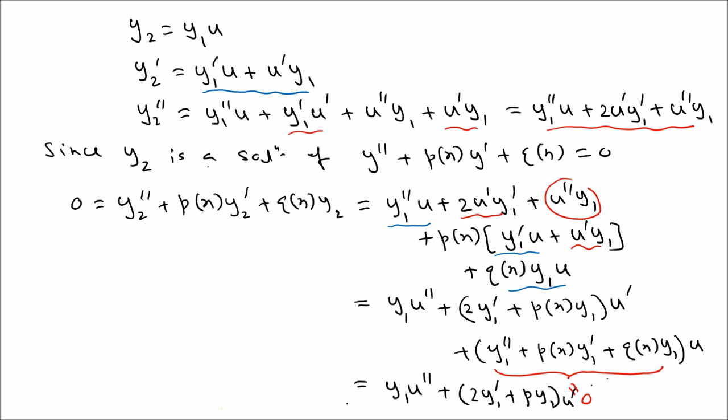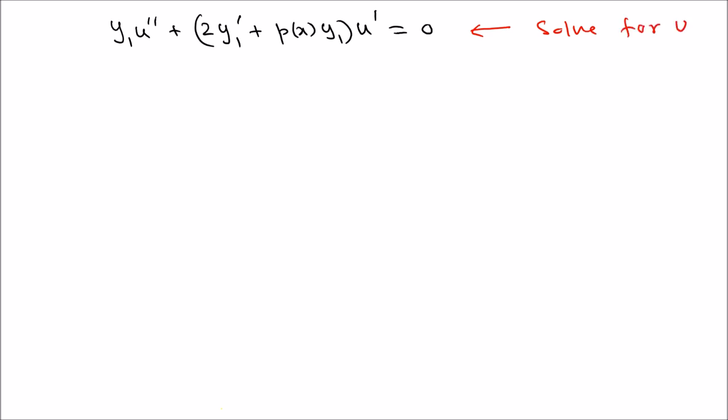You can assume a solution, take derivatives and plug in, and you can see that there's a special term that goes away because y1 is a solution, and then you simply end up with a new expression. This is the interesting part. We have y1 u double prime plus 2 y1 prime plus px y1 times u prime equals 0. That is the equation we end up with. Now the goal is to solve this for u.